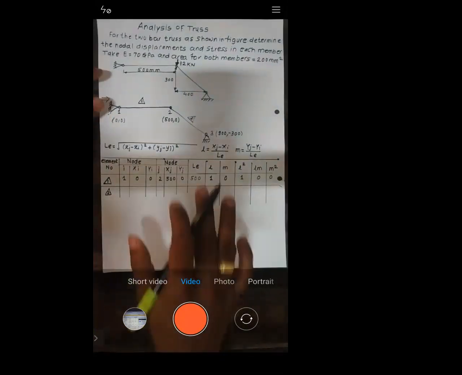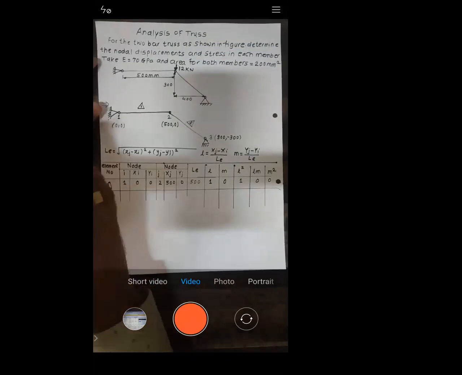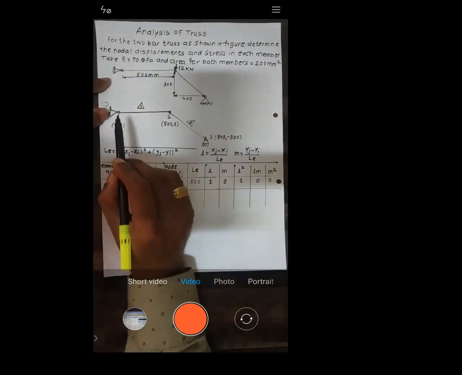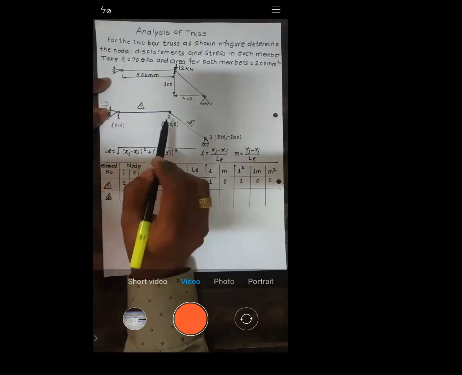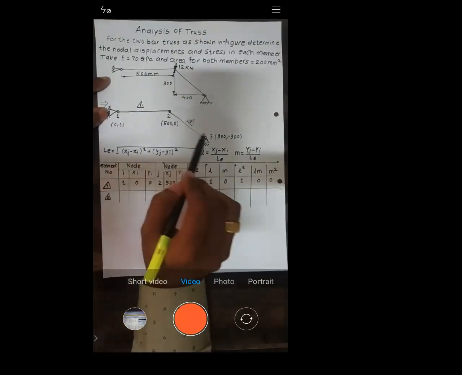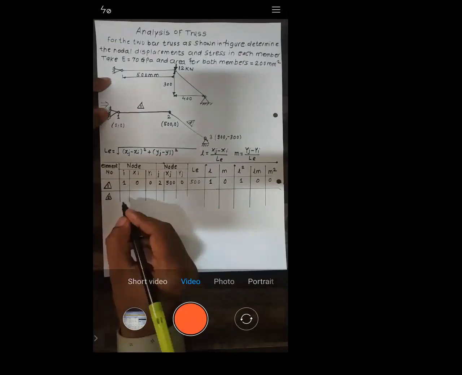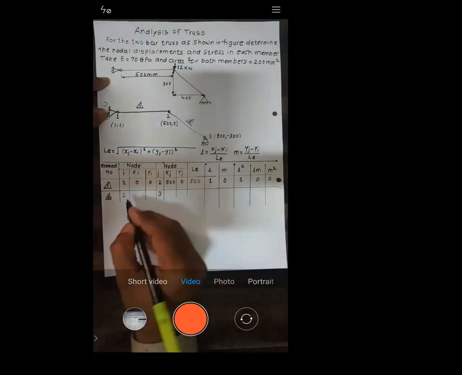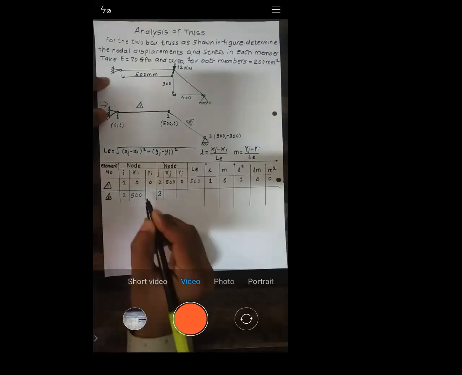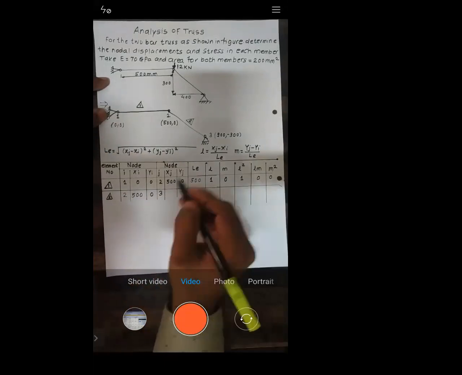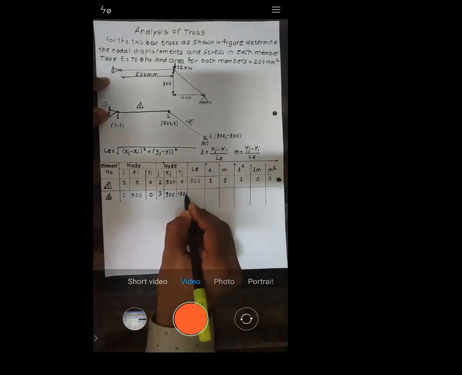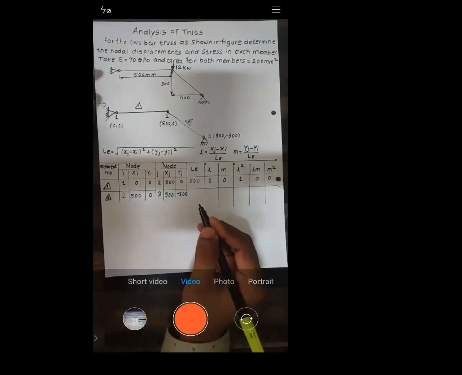So it's better to move from left hand side towards right hand side. Right? So for element number 1, it is 1, 2. For element number 2, it is 2, 3. So clearly write down 2 here and 3 here. Is it okay? So what is the coordinate of node 2? It's 500, comma 0. What is the coordinate of node 3? It is 900, minus 300. Right? 900, minus 300.